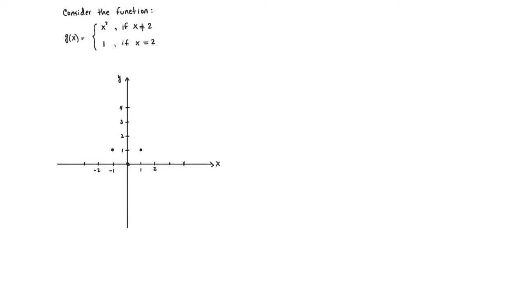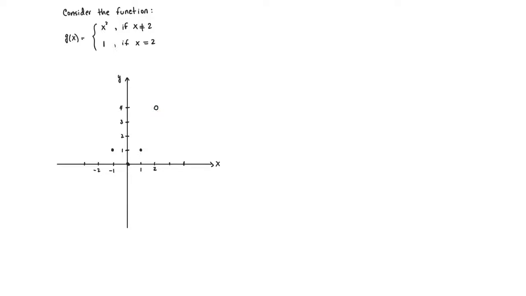When x is 2, I am not going to put a dot. I'm going to put an open circle, because remember how the function has been defined: if x is 2, the value of the function is not going to be 2 squared, it is going to be 1. So here at 2, I am going to put an open circle indicating that the y value of this function is not going to be on the parabola.